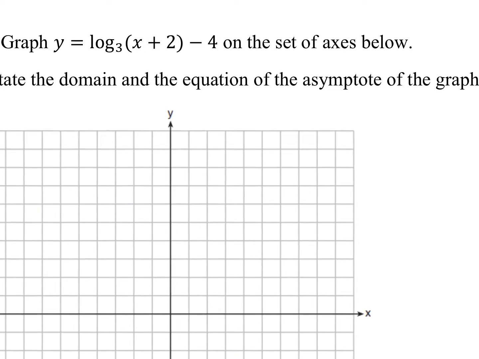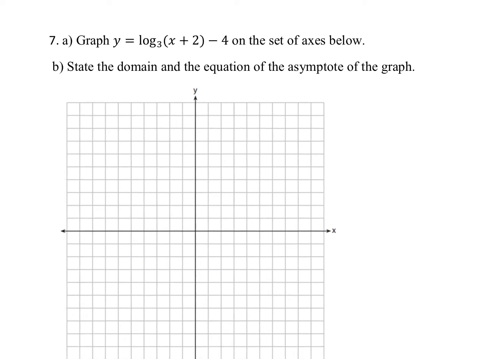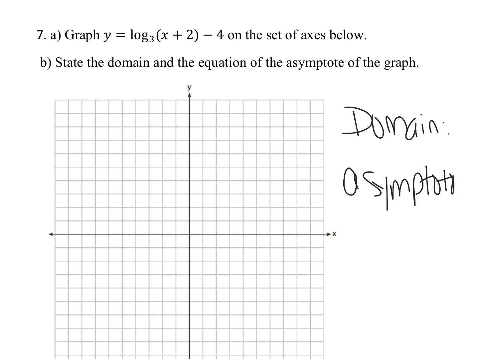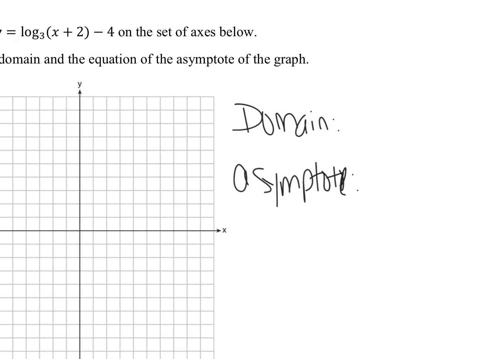Okay, so this one wants you to graph a log equation on the set of axes below, and then state the domain and the range and the equation of the asymptote. So we want to make sure we state our domain. We want to make sure we state our asymptote. We could actually find the domain and asymptote without even graphing it.